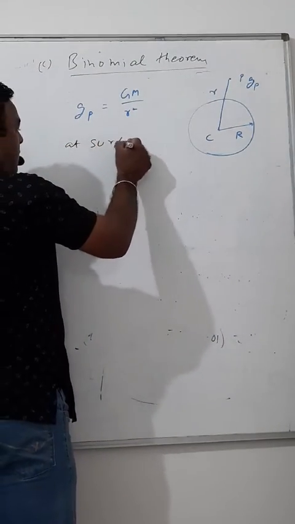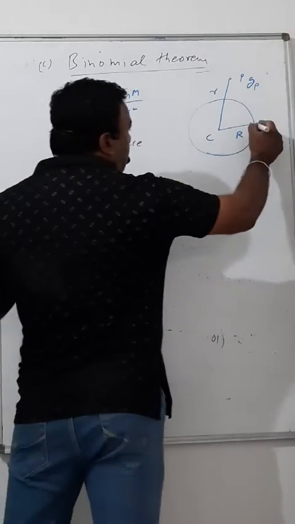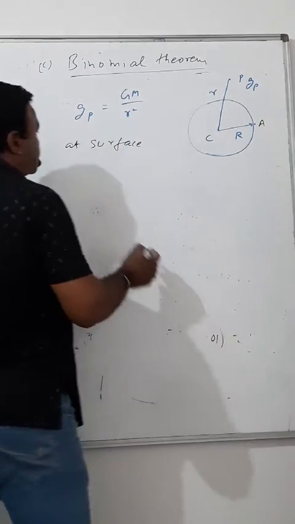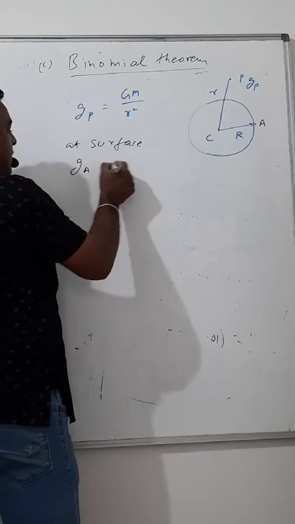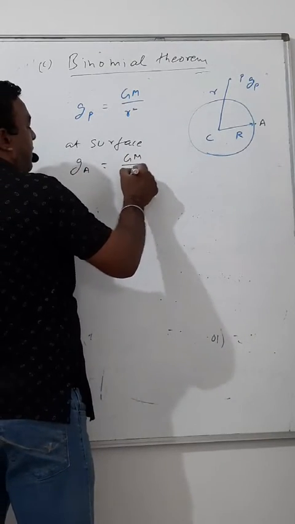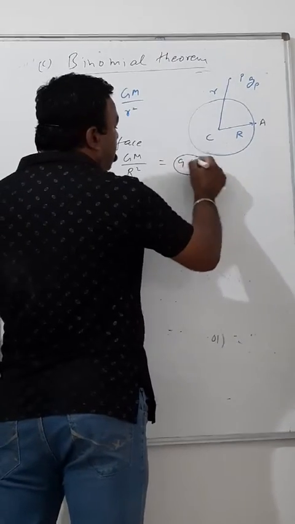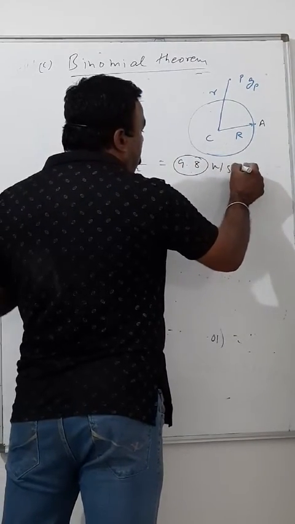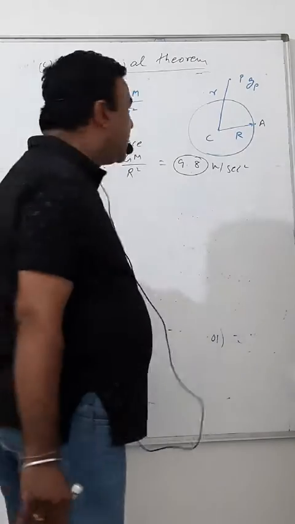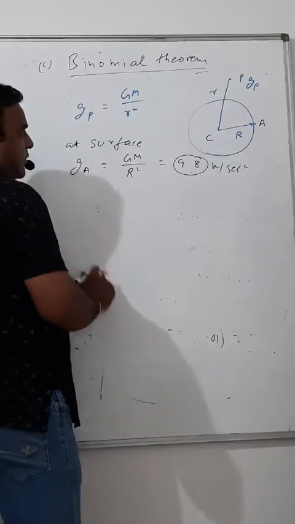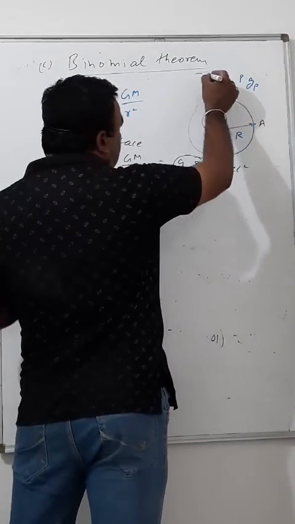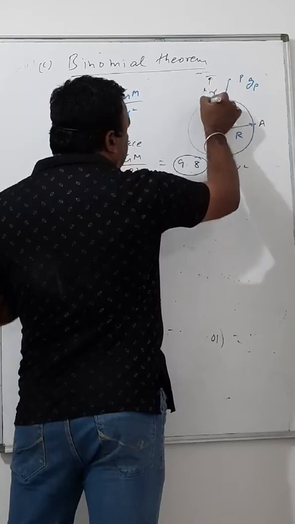at the surface, meaning at this point A, g is GM by R squared, which has a standard value of 9.8. Right? Now the question here is, it is at height h.